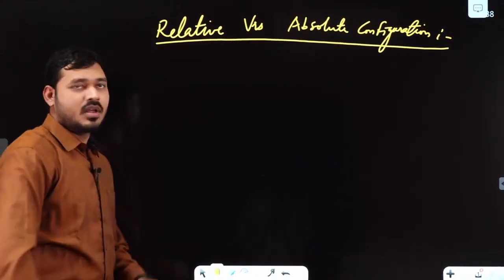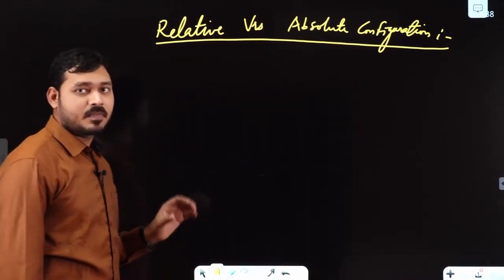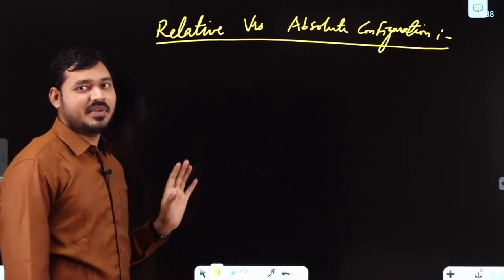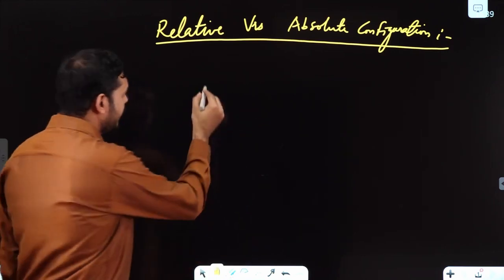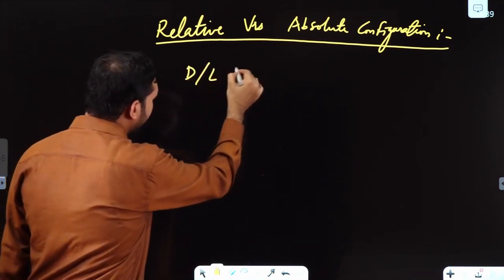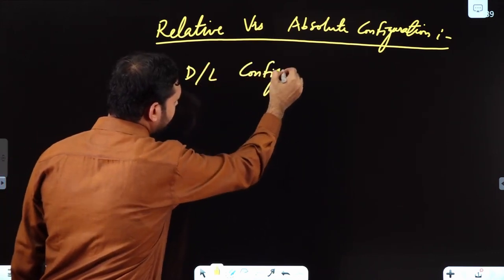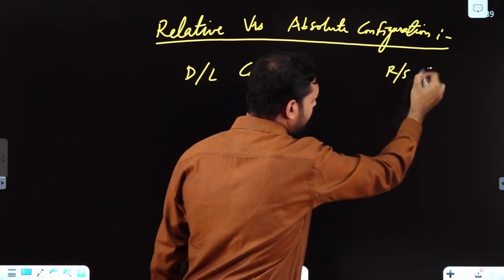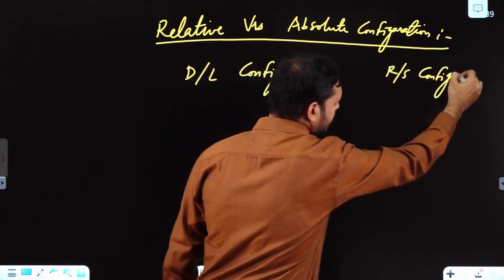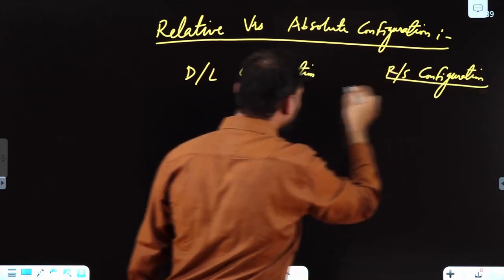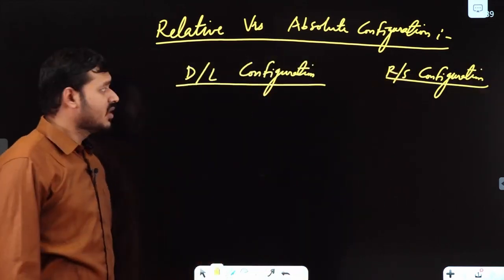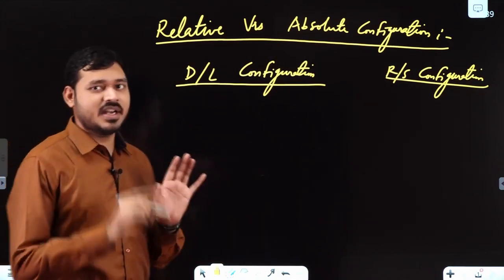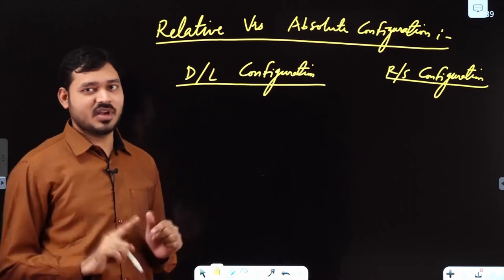Now, relative versus absolute configuration. First of all, the question is, what is a relative configuration and what is absolute configuration? So we have studied DL configuration and we have studied RS configuration. DL configuration was studied mainly for carbohydrates and amino acids, right?